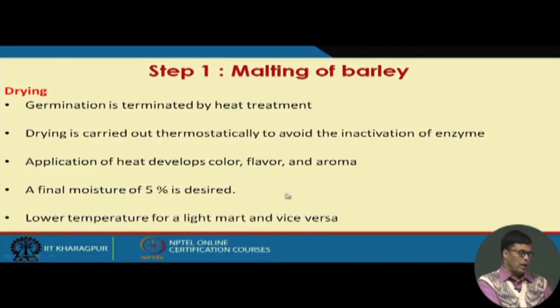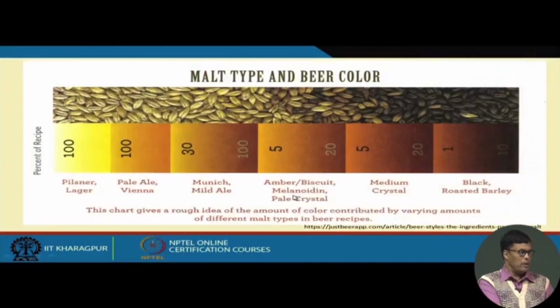So if you increase the temperature, then the color will be a little bit darker; with low temperature the color will be a little bit lighter. Now this is the color, the different colors, of the malt that we have with the lager beer. This is the kind of pilsner, the pale ale, that is like this. And you can see the color of the barley grains also varies as we change the characteristics of the barley grains. So we have different grades.